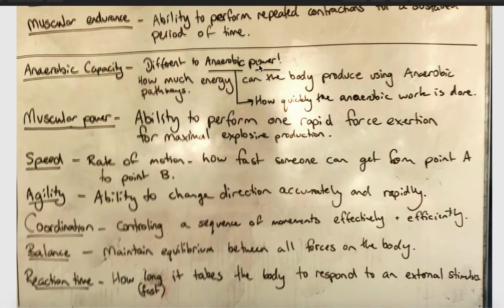Now, we've got anaerobic capacity. This is different to anaerobic power, and it's also different to aerobic power. Now, with anaerobic capacity, this is how much energy can the body produce using anaerobic pathways, and the anaerobic power is how quickly is it done. So, if I am working anaerobically, I am obviously going to be building up hydrogen ions and lactate. How well can my body sustain muscular contractions with the presence of lactate and hydrogen ions? That is my capacity to work anaerobically.